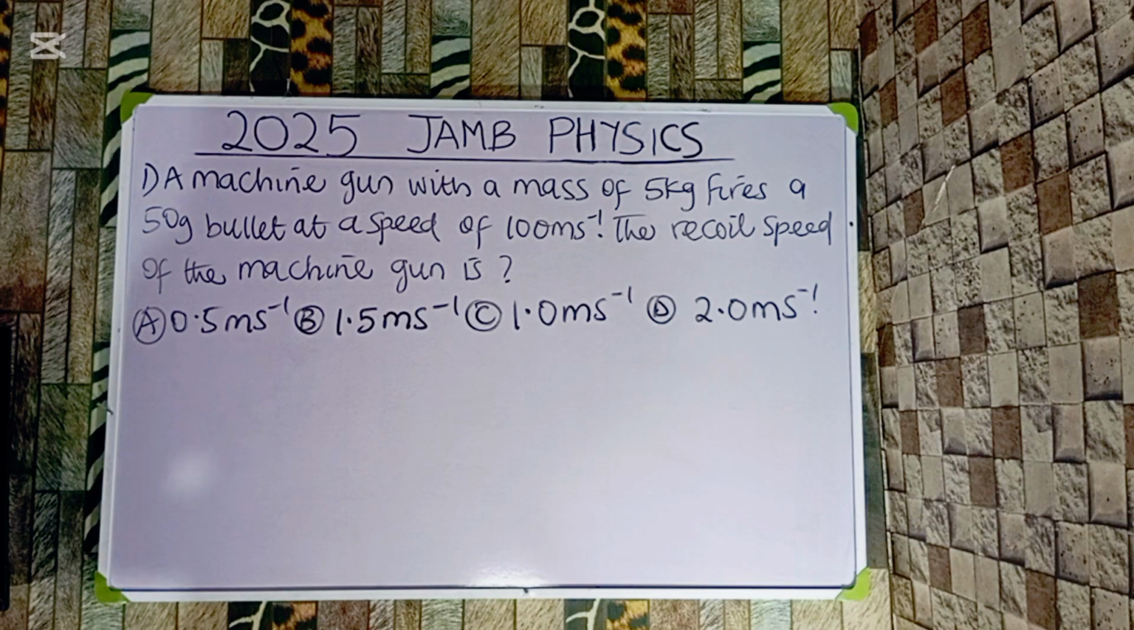A machine gun with a mass of 5 kilograms fires a 50-gram bullet at a speed of 100 meters per second. The recoil speed of the machine gun is what?